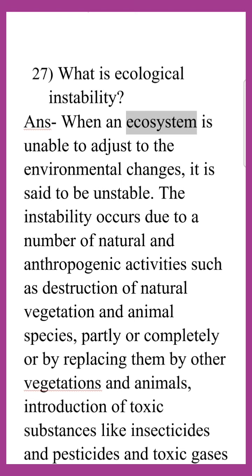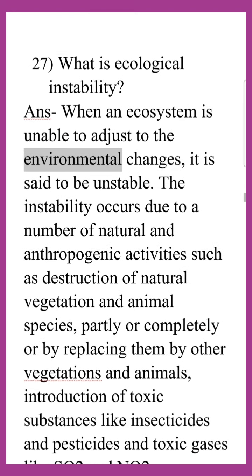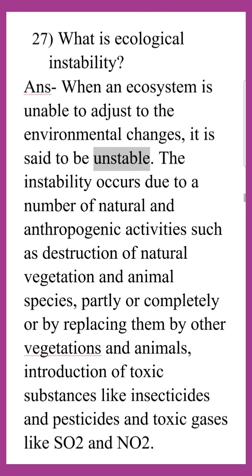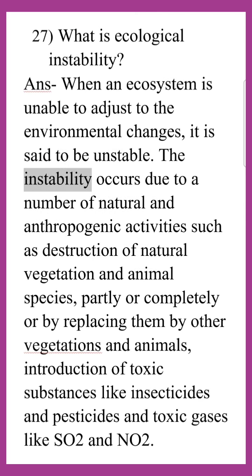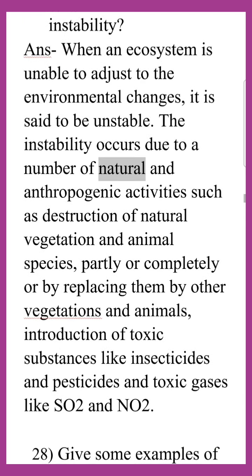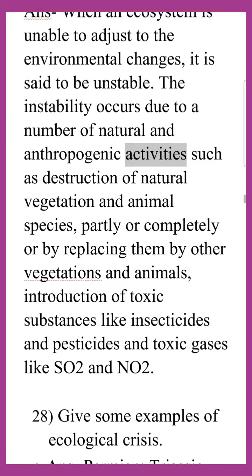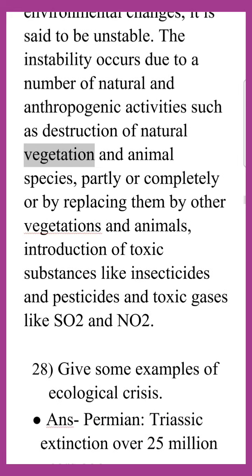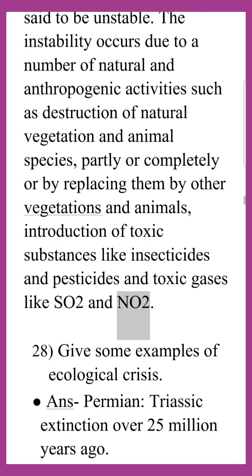What is ecological instability? When an ecosystem is unable to adjust to the environmental changes, it is said to be unstable. The instability occurs due to a number of natural and anthropogenic activities such as destruction of natural vegetation and animal species, partly or completely, or by replacing them by other vegetations and animals, introduction of toxic substances like insecticides and pesticides, and toxic gases like CO2 and NO2.